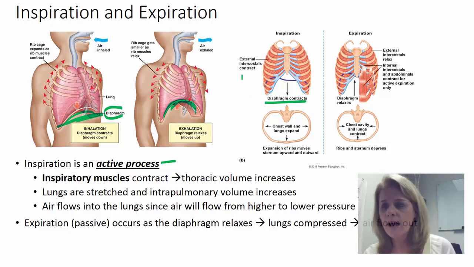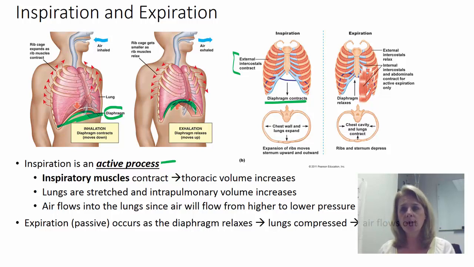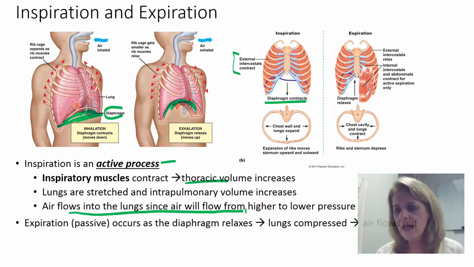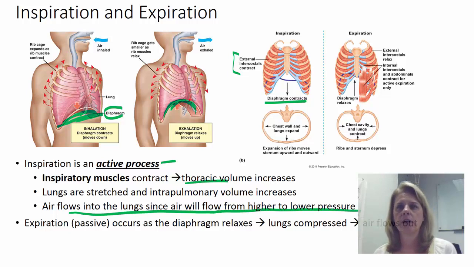Your diaphragm contracts. Your external intercostals, which are those muscles between the ribs, they contract. And when they do that, it causes the rib cage to expand and the floor of the thoracic cavity to go down, creating space, increases thoracic volume. That causes the lung to stretch, the intrapulmonary pressure decreases and draws the air in because air is going to go from high pressure to low pressure. So it's going to be drawn into your lungs.